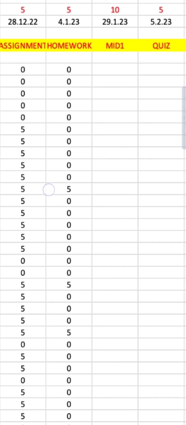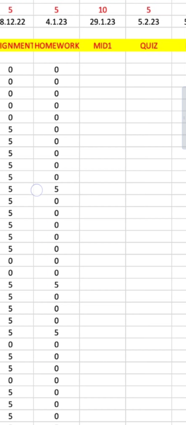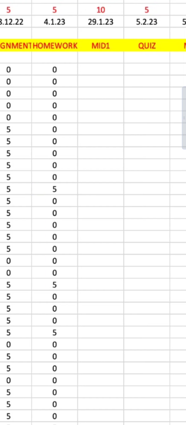Homework, the last date was 4th January, and mid 1 was scheduled on 29th. I hope next Sunday we will be doing this mid 1, because we want to complete mid 2 as well. And next Sunday you will have mid 2 and the quiz, so this date will change anyway. So instead of 29th, you are having mid 1 on 22nd, because I have seen your papers. Most of the students have failed, so I don't want to consider those marks.